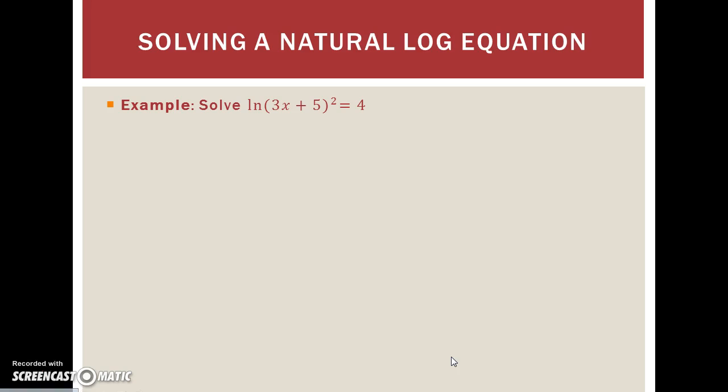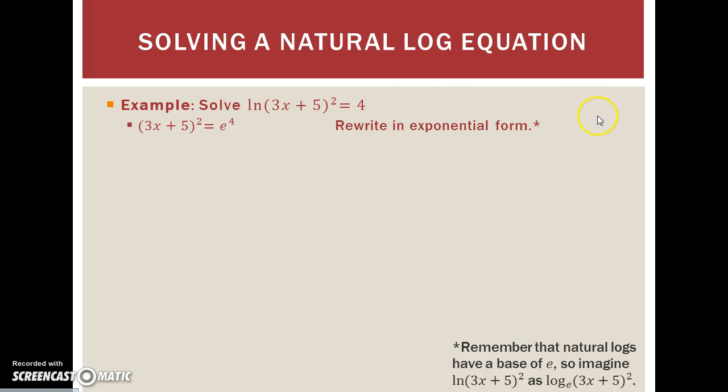Now we're going to look at solving a natural log equation. So here we have an equal sign. And we have natural log of this whole big group of information, 3x plus 5 squared equals 4. First what we want to do is rewrite it in exponential form. So remember, natural log right here is the same thing as log base e. So we can take that base e and put it over there with the 4. There it is. That gets rid of this ln.